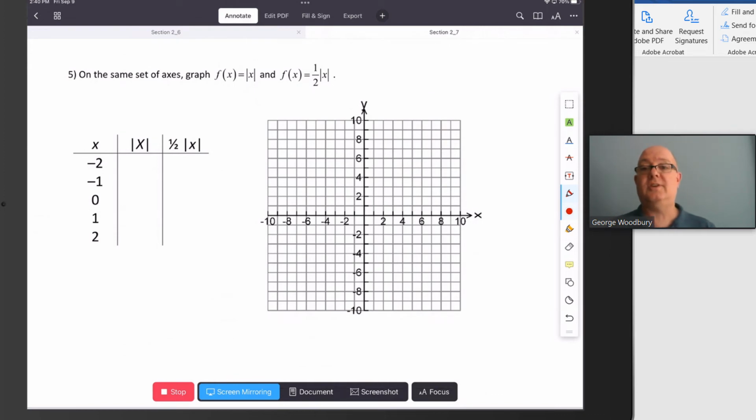On the same set of axes, graph the function f of x equals the absolute value of x, and then 1/2 times the absolute value of x. So real quickly, we've done the graph of f of x equals absolute value of x before. Let's see, negative 2, 2, negative 1, 1, 0, 0, 1, 1, 2, 2. Right, that V-shaped graph.